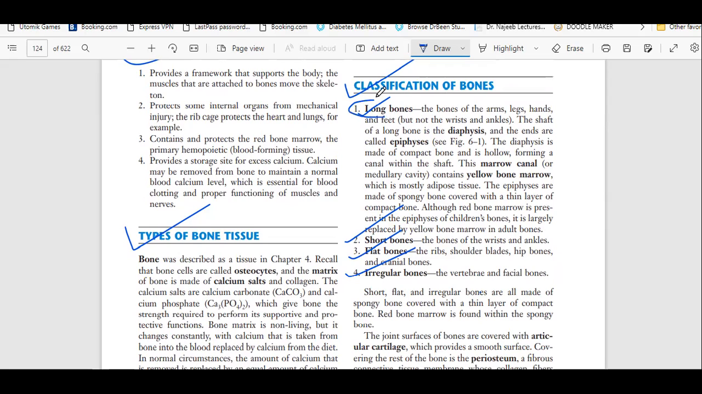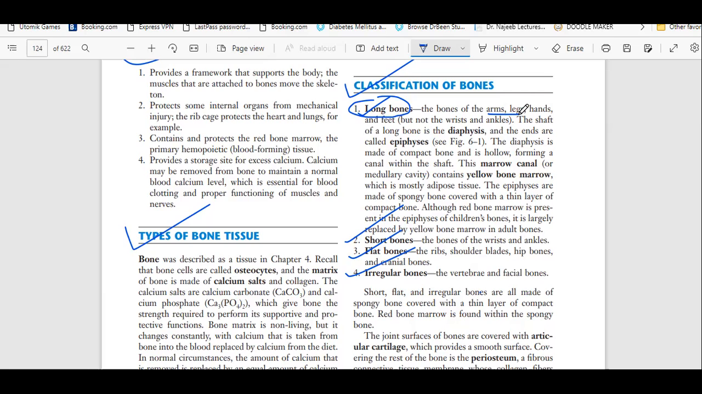What are the long bones? Where are they situated? Basically, the long bones are situated in the arms, if you see your arms and legs and hands and feet, but not the wrist. Those are the short bones. This is the forearm, this is the arm. This is the thigh, this is the leg. You have long bones.